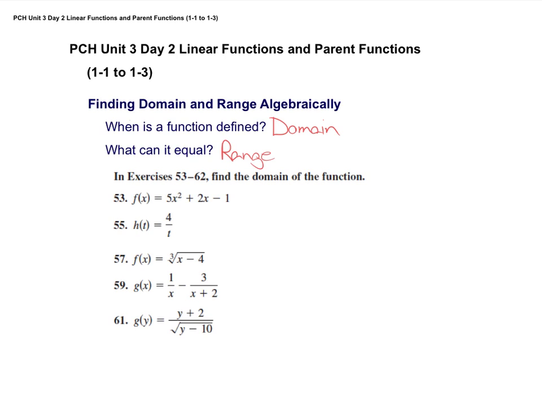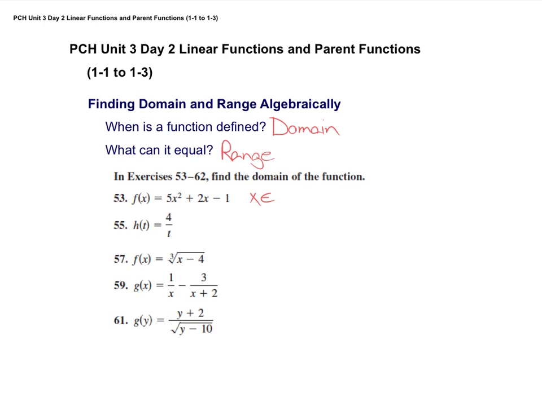Alright, so let's use what we already know about these functions, about parent functions and just math in general, to figure out domains for each of these. The ranges we'll kind of address as we look at each specific type of function later. Okay? But number 53, what's our parent function for 53? Quadratic. It's a quadratic, alright? So, what is our domain for a quadratic? Every number. Every real number, good.